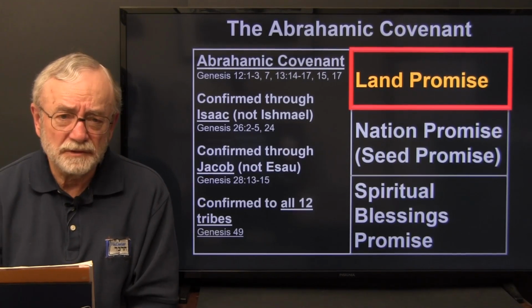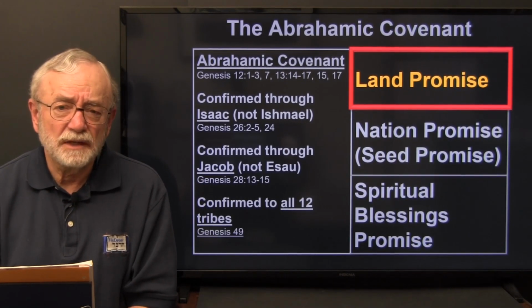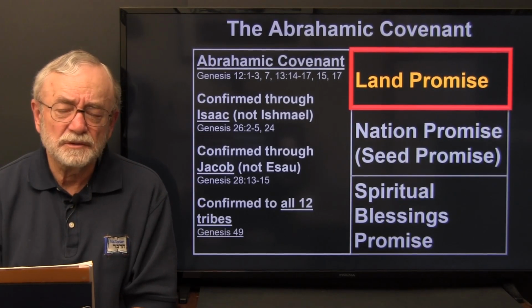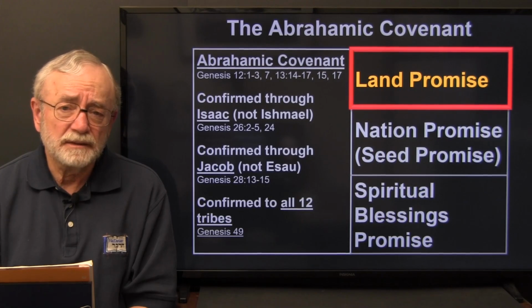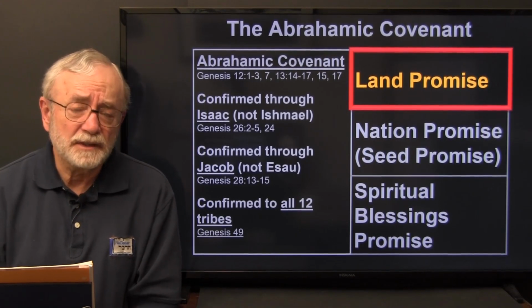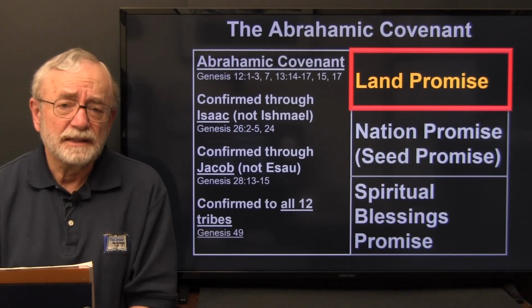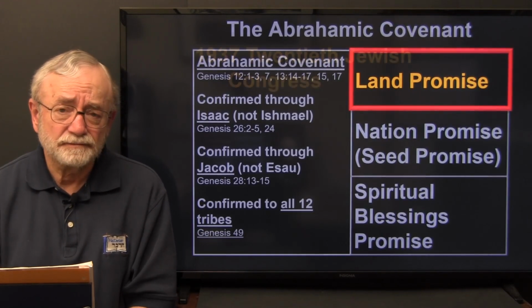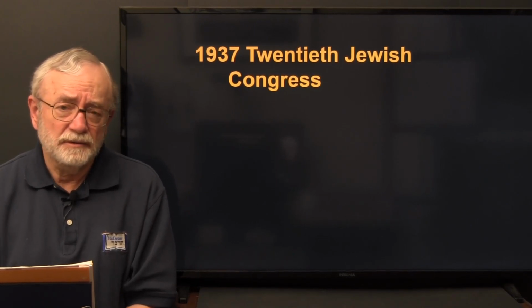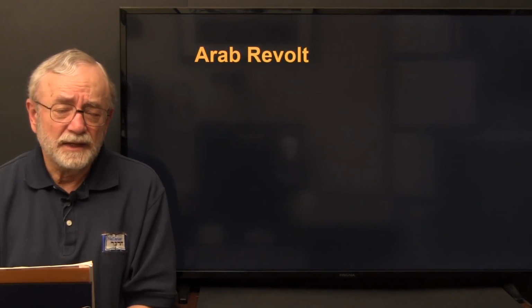Remember, Satan is the prince of this world. He influences the governments of this world, and so he's hard at work influencing the governments of this world to shrink the Jewish state so it does not exist. If it does not exist, then the Abrahamic covenant cannot be fulfilled, and Satan's career is safe. This brings us to the 1937 20th Zionist Congress and the Arab Revolt.